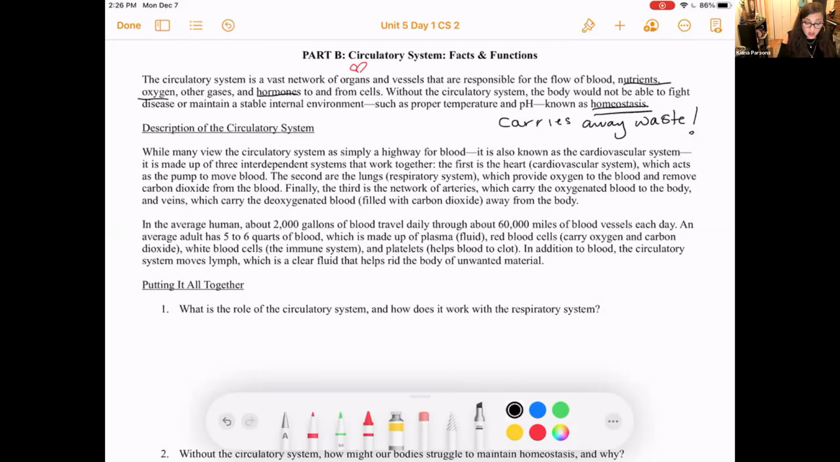The second are the lungs, the respiratory system. So again, this is why I was saying the circulatory system and the respiratory system are like brothers. So the circulatory system works with the respiratory system. The second are the lungs, which provide oxygen to the blood, critical, and remove carbon dioxide from the blood.